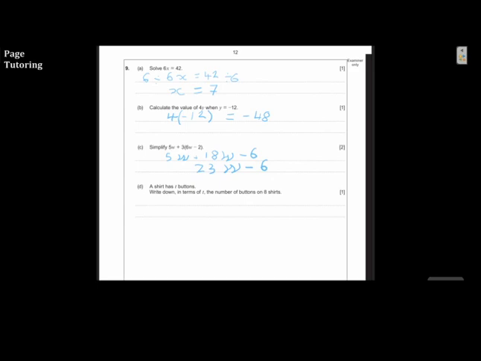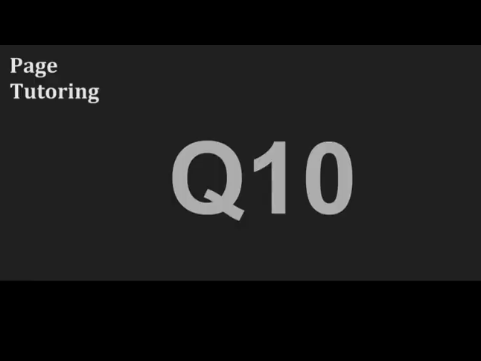So lastly, part D. A shirt has T buttons. Write down in terms of T the number of buttons on 8 shirts. So we'd have 8 times the number of shirts. If each shirt has T buttons, then it would be 8 times T, and with knowing algebraic expression, it'd be 8T.